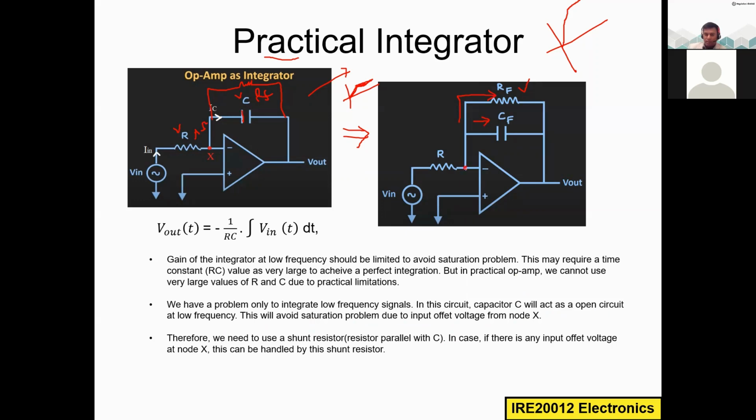Input offset voltage is some kind of unwanted voltage. We assume this Vx is equal to 0. Practically there may be a few microvolts or millivolts that should not affect the amplification or the operation of the entire circuit. So this RF is really helping in many ways. Therefore we need to use a shunt resistor or parallel resistor. If there is any input offset voltage at node X, it can be handled by this shunt resistor. It will bypass through this RF instead of affecting the CF charging. Okay, so this is the practical integrator circuit.